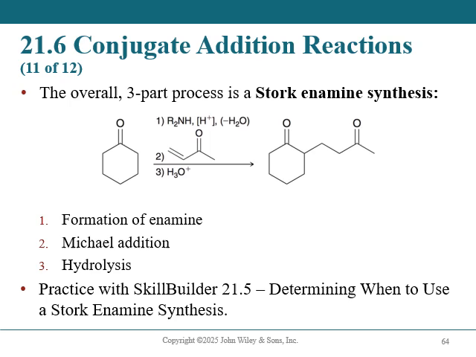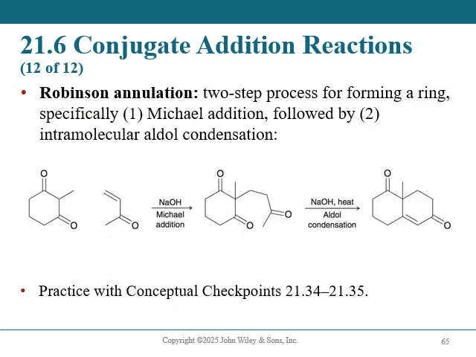Now this is known as the three-part process, Stork enamine synthesis. First step, the formation of the enamine, followed by a Michael addition, and concluded with a hydrolysis. Now the last reaction will be the Robinson annulation, which is a two-step process for forming a ring, specifically Michael addition, followed by intramolecular aldol condensation, as you can see here.